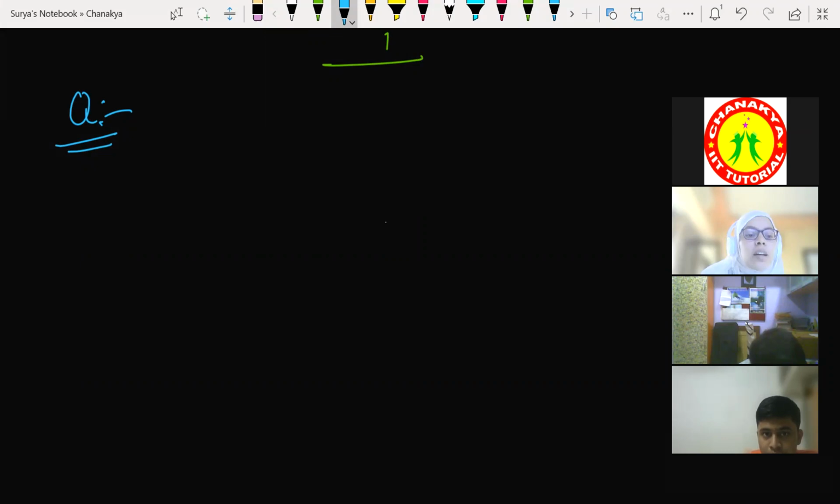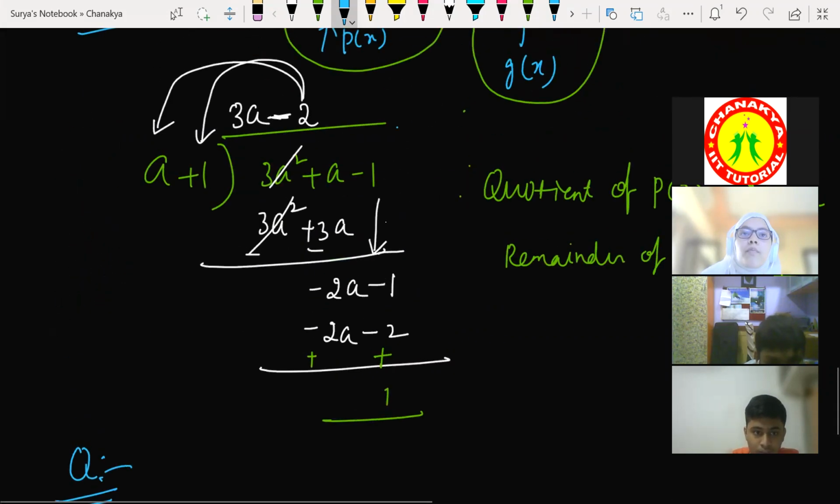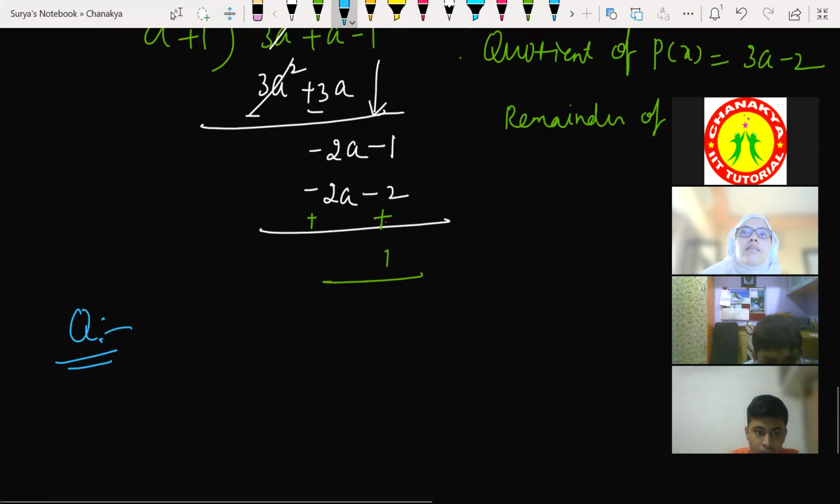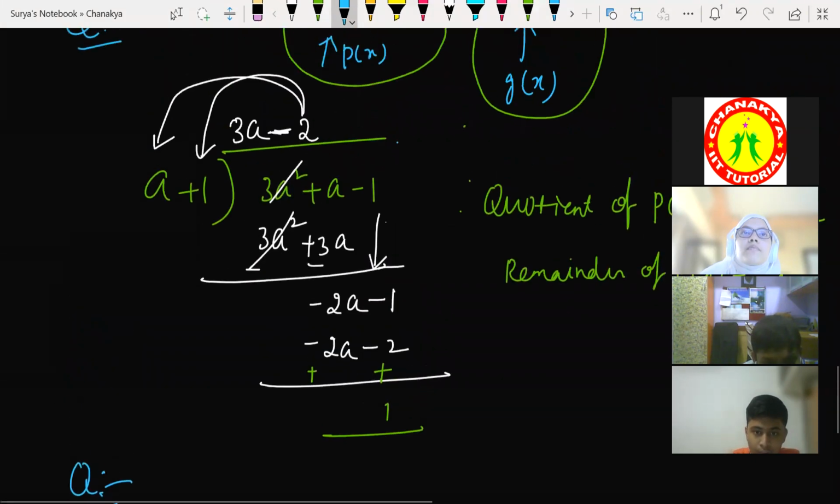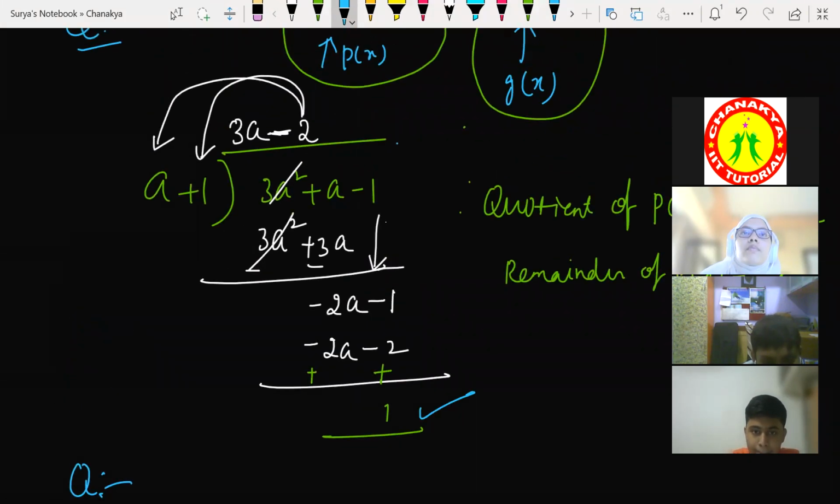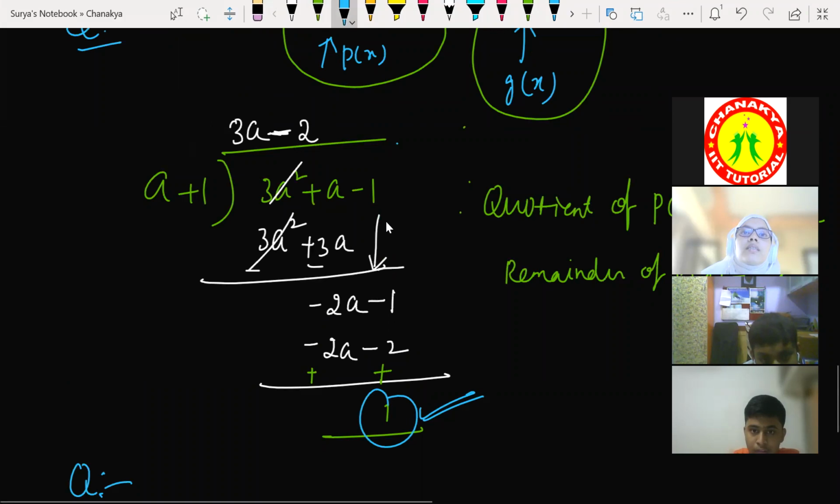In the remainder theorem, must the remainder be one, or can it be anything? It can be anything. It need not be only one. See here, we are getting one as a remainder. After this one, we do not have any other option to divide, right? We cannot do any further steps.